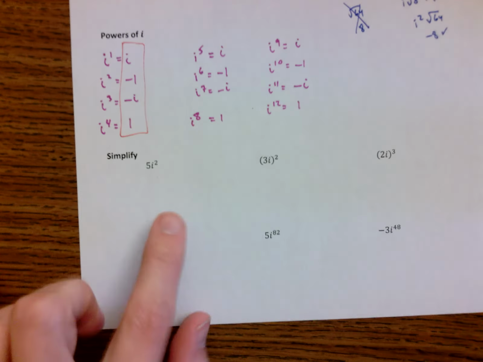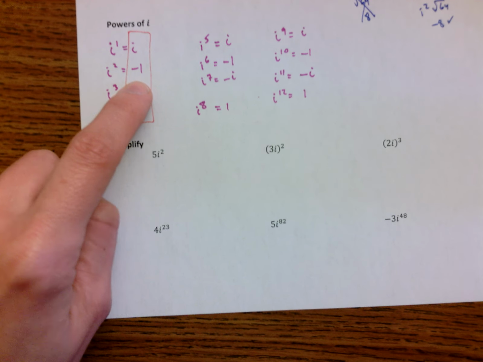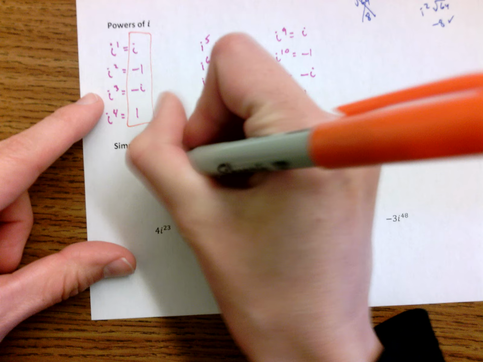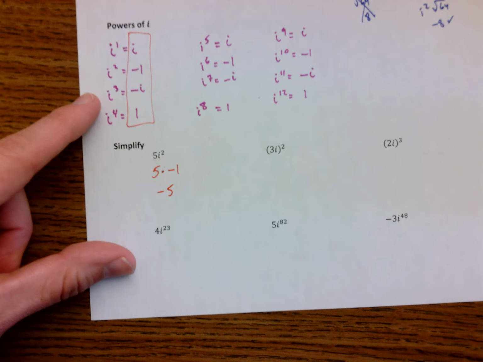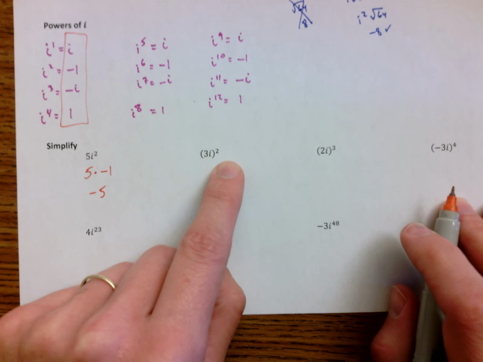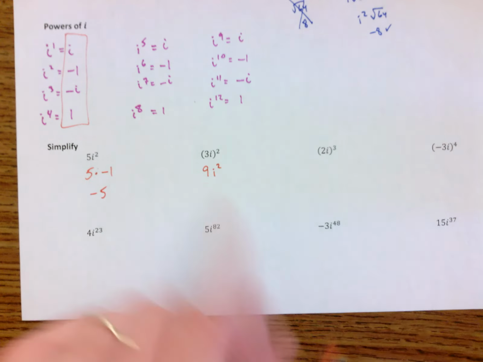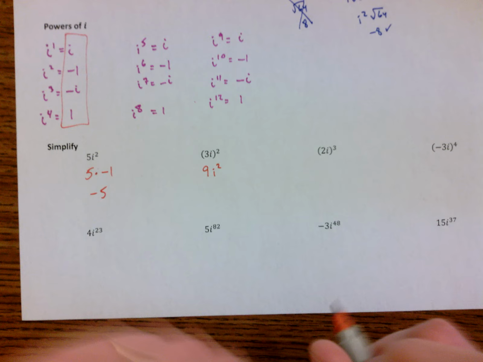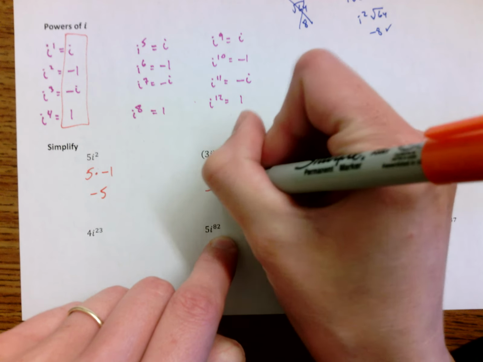So this one we got 5 times i squared. Well, i squared is negative 1. So this is the same as 5 times negative 1, or negative 5. Okay, this guy right here, 3i squared. Well, I know that that's the same as 9i squared, right? And I know i squared is negative 1. So that's 9 times negative 1, negative 9.